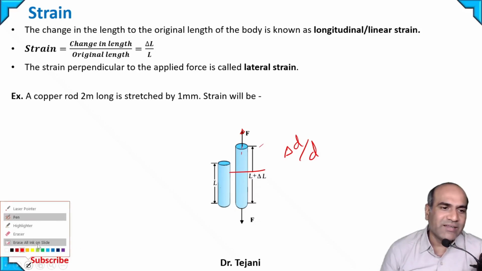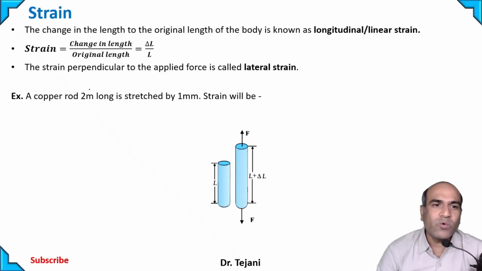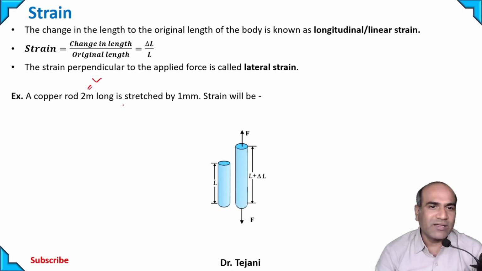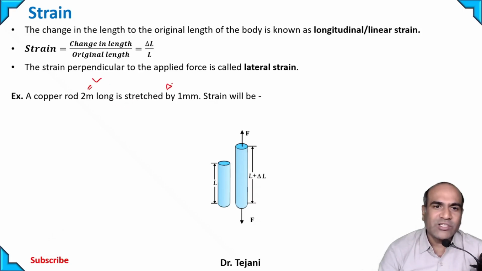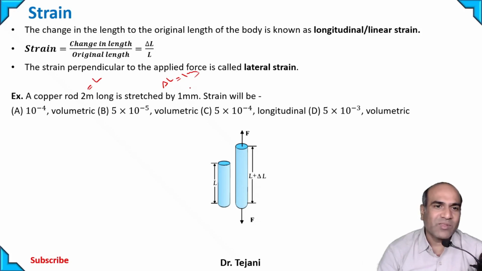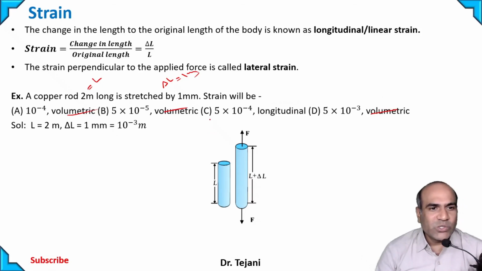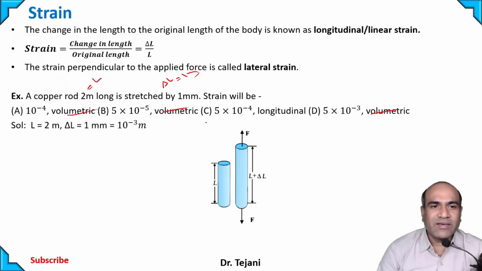So an example is given here: a copper rod of 2-meter length, so L is given as 2 meter, is stretched, that means delta L, change of length, stretched by 1 millimeter. Delta L is 1 millimeter, and the strain will be, options are given, right? And it is volumetric, or if it is not, we will study. Don't worry at all. What is volumetric, that you don't know? Fine. We will take this question again. So L is equal to 2, delta L is equal to 1 millimeter, and it is 10 power minus 3 meter.